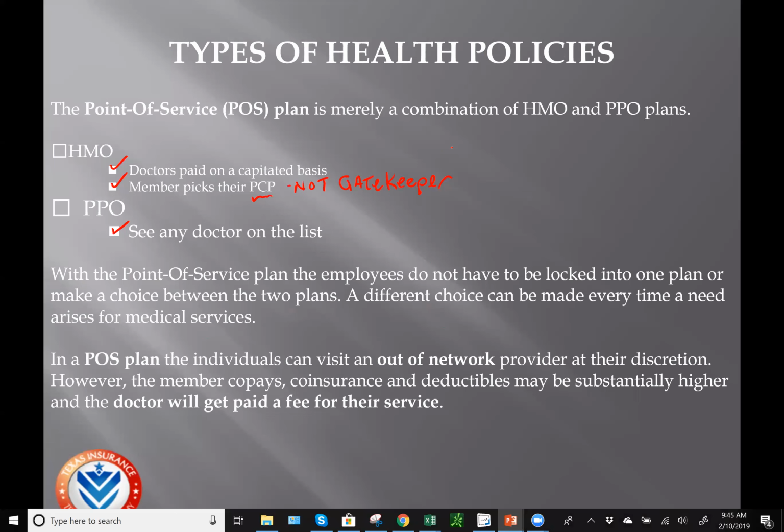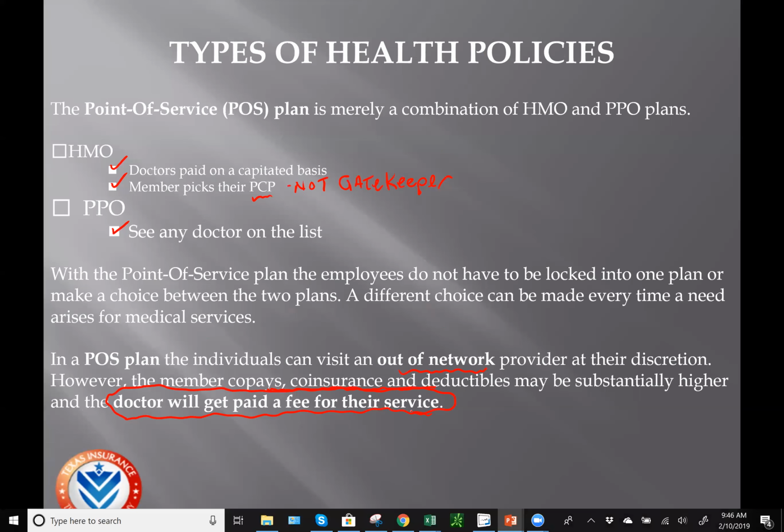Now, let's say your favorite doctor is not on their list. You want to go see your favorite doctor outside of the network. All right. So here's what's going to happen. Number one, you're going to pay more, either through your copay, coinsurance, or deductible. And number two, and here's the key, the doctor you go see outside of the network will get paid a fee for the service they provide you.